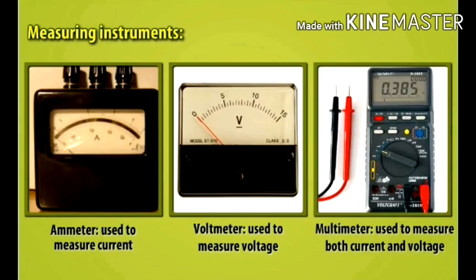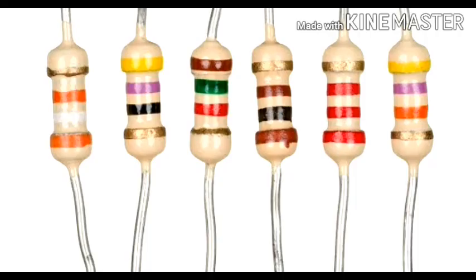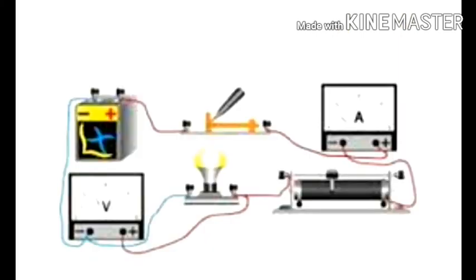Now these are the measuring instruments. The picture of the ammeter, the voltmeter and the multimeter is shown there, which measures both current and voltage. This is the fixed resistor. There are different color bands given. The color bands give the value of the resistance offered by the resistor. This is also a simple circuit which has the voltmeter, the battery, the switch, the ammeter and the rheostat, the variable resistor which can be adjusted according to the current flow.